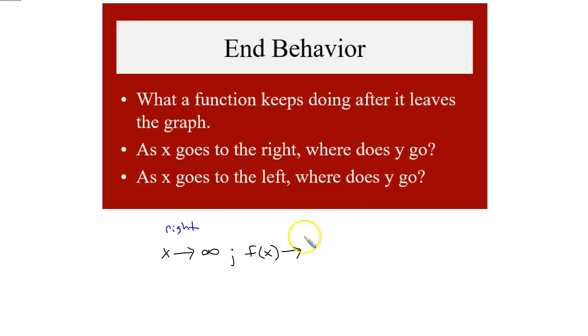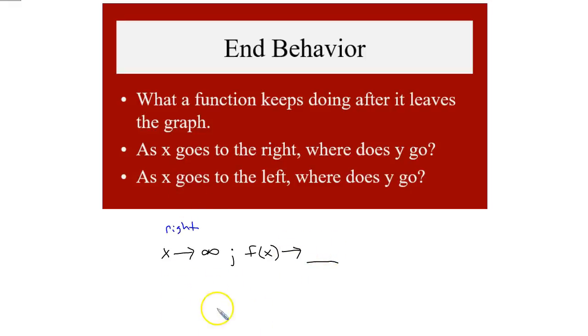Where does it go? Remember, y and f of x are the same thing, so you could put y here and that would be fine. Where does it go? Is it going up? Is it going down? Is it approaching a number? What is it approaching as it goes to the right towards infinity? So this is going to be a fill in the blank kind of thing: x approaches infinity, f of x approaches, the arrow means approaches, something. And we're going to talk about that in a second through an example.